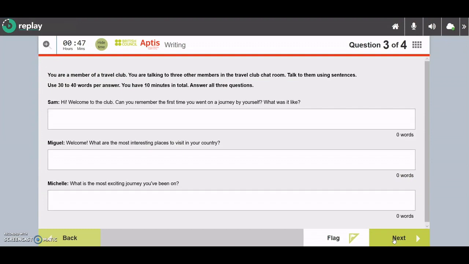Now, this is part 3. As stated earlier, this is where you find the social network type questions. And you have to respond clearly to the questions you're given. If you wish, you can even address the person who's written to you directly. So for instance, Sam says, "Hi, welcome to the club. Can you remember the first time you went on a journey by yourself?" I can then say, "Hi, Sam." You don't have to, but you can say, "Hi, Sam.